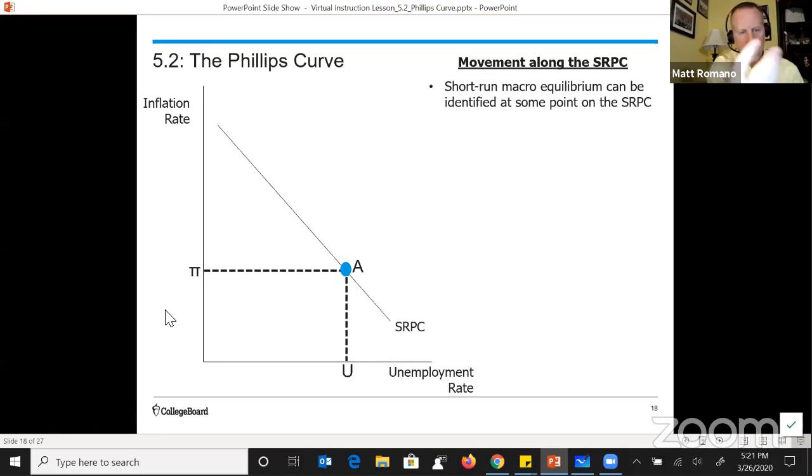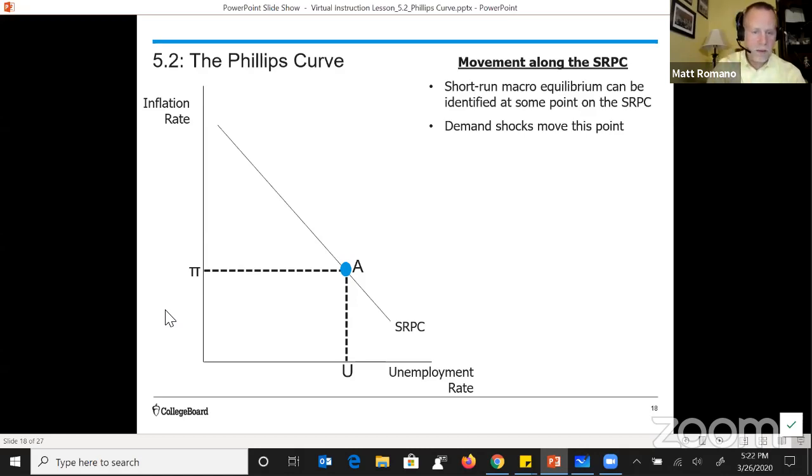But it's not the only one, it's a whole collection. The schedule is a whole collection of equilibria. So what that also implies is, like any other schedule that we've dealt with, there is movement along the schedule. So what causes movement along the schedule? Think back to our review. Demand shocks are going to move this point. Demand shocks, that is a shift in aggregate demand, is going to cause movement along the short run Phillips curve.